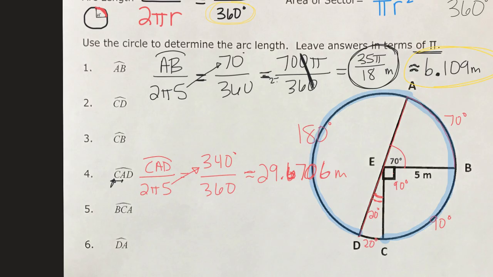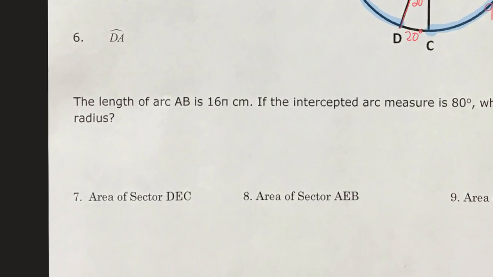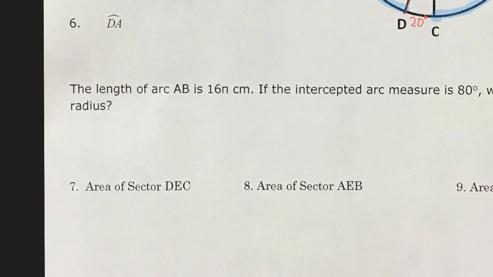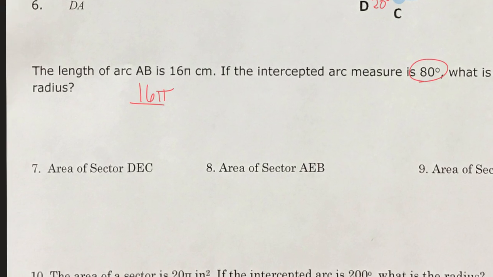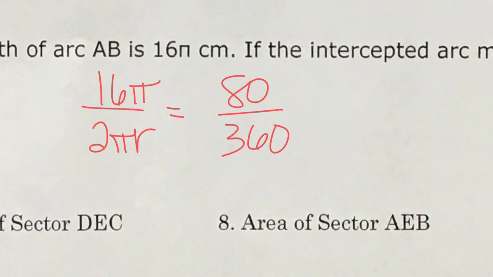Now let's do an algebraic problem. The length of the arc is 16 pi centimeters. So now we know this is 16 pi. If the intercepted arc is 80 degrees, what is the radius? So we know the arc length, so that goes in the numerator. Our formula is 2 pi r in the denominator equals 80 over 360. So we're going to do some cross multiplying. We solve by cross multiplying.